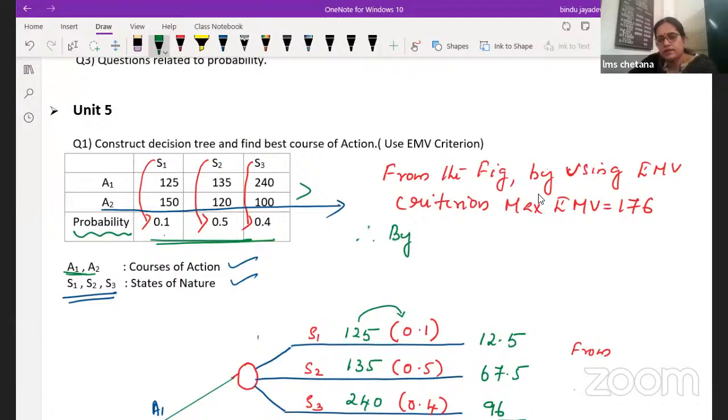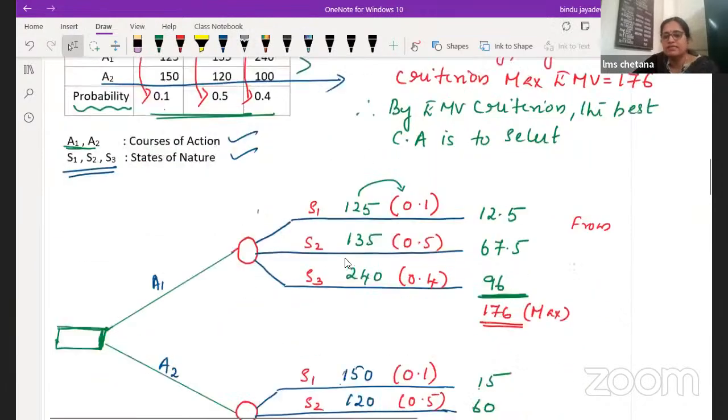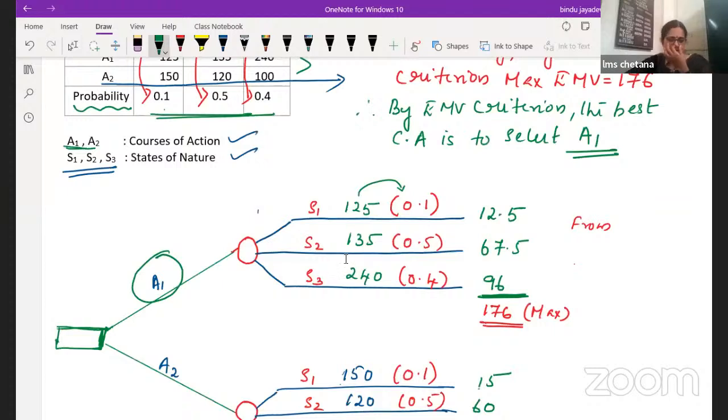Therefore, by EMV criteria, the best course of action is to select, see here, 176. Which course of action is it for you? A1. Therefore, to select A1, and underline that. Therefore, your tree is finished. 6 marks question.